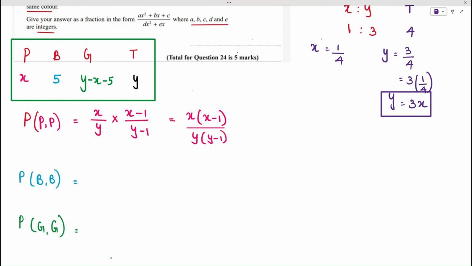Now we can find the probability of getting 2 blue counters. The number of blue counters is an integer value, so that will be nice and easy for us to do. The probability of finding our first blue counter will be 5 over y, and the probability of finding our second one will be 4 over y minus 1. This follows the same logic as we applied for the 2 pinks, and it gives us 20 over y times y minus 1. Now we'll move on to finding the probability of 2 greens.